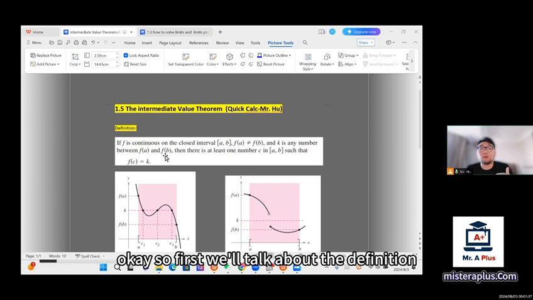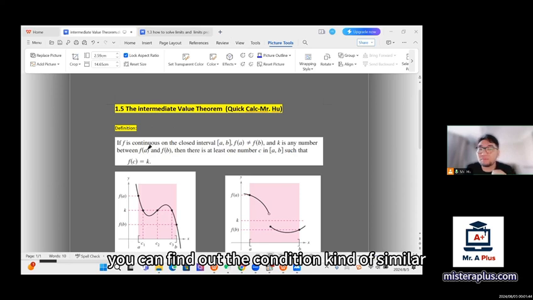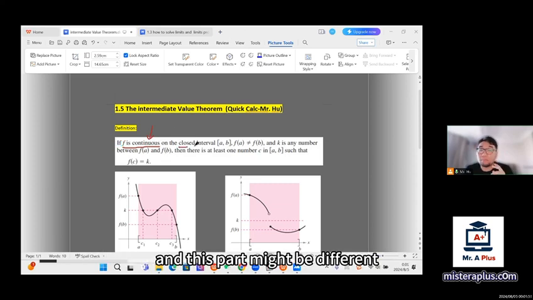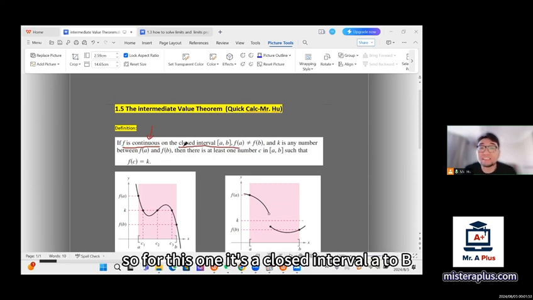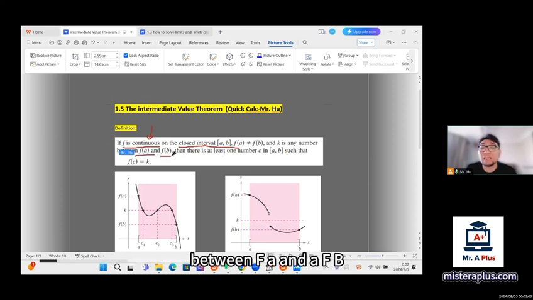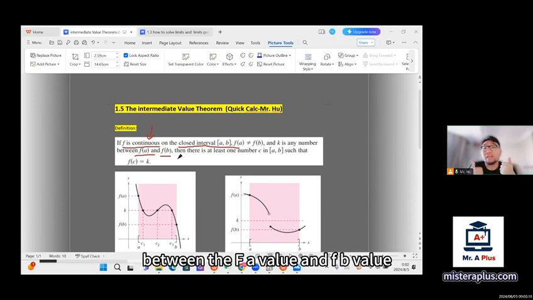Okay, so first we'll talk about the definition. One thing you're going to notice in these theorems is that the conditions are kind of similar. The function f must be continuous. This is always the first condition, and this part might be different. For this one, it's a closed interval, a to b. Alright, f(a) not equal to f(b), and k is any number between f(a) and f(b). So k is any real number, a value of the function between the f(a) value and the f(b) value.